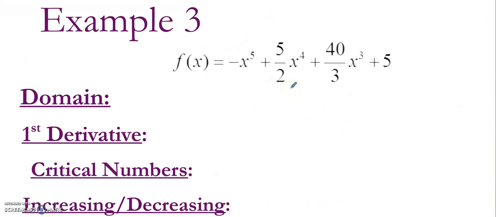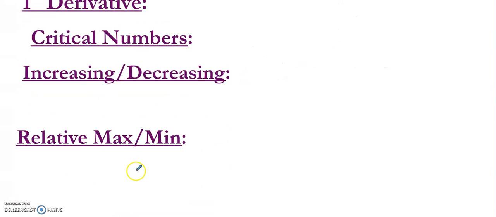Next one. I want you to try this one on your own as well. So here's the function. Find the domain, the first derivative, the critical numbers, the increasing and decreasing chart, and then state any relative maximums or minimums using your derivative speak. Pause the video, unpause when you're ready to check.